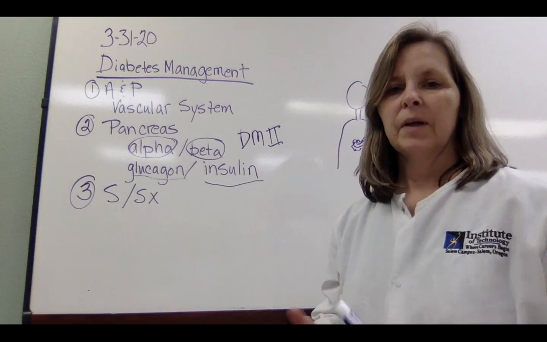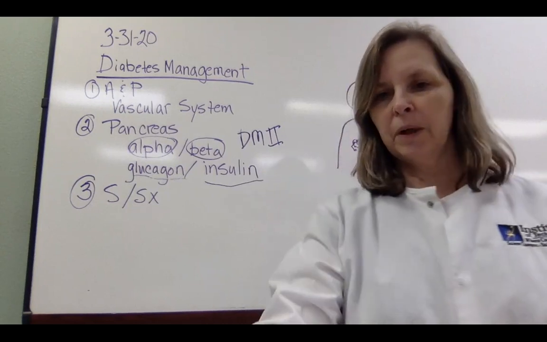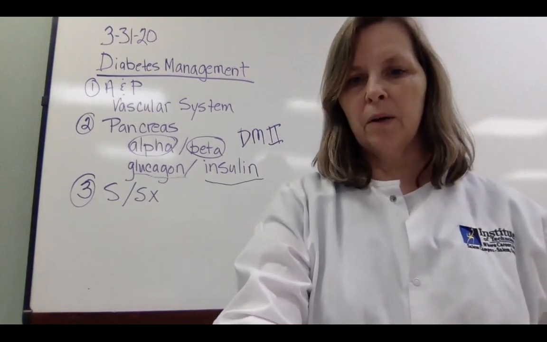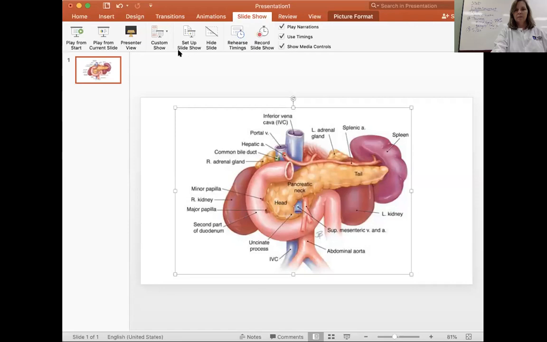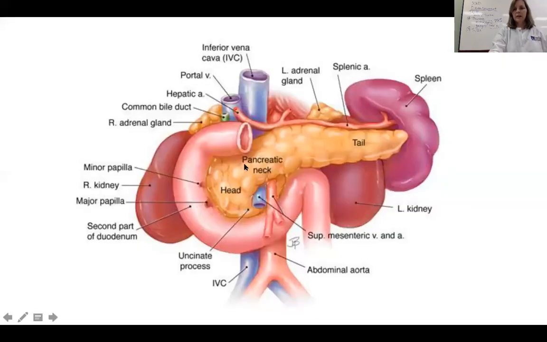So let me show you the picture I've got here of the pancreas, just so you can see what a real picture of the pancreas looks like. Isn't that cool? So you can see here's your pancreas, and the stomach would cover right here. Here's your spleen, and these are your kidneys. So you can see all of these organs are right together.